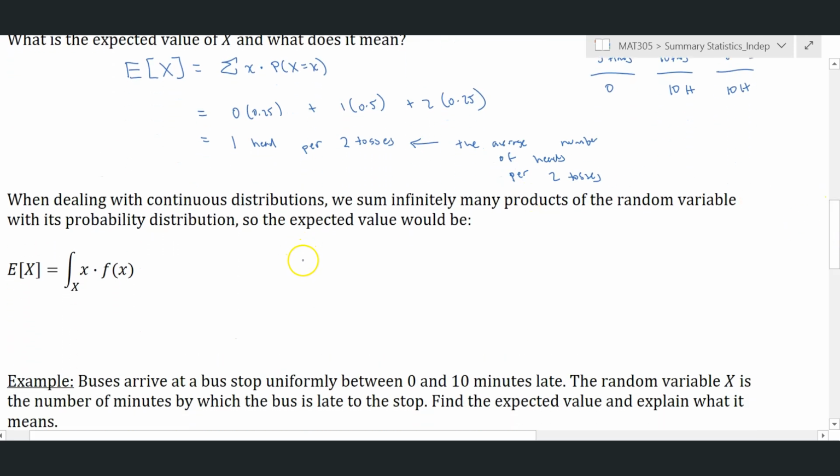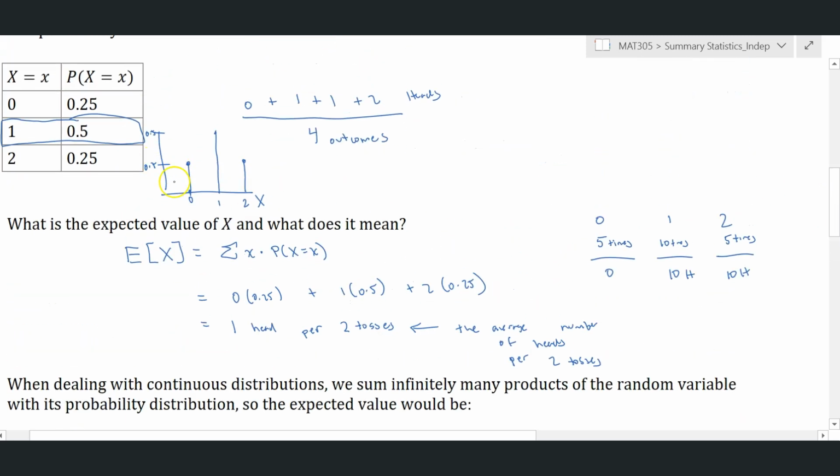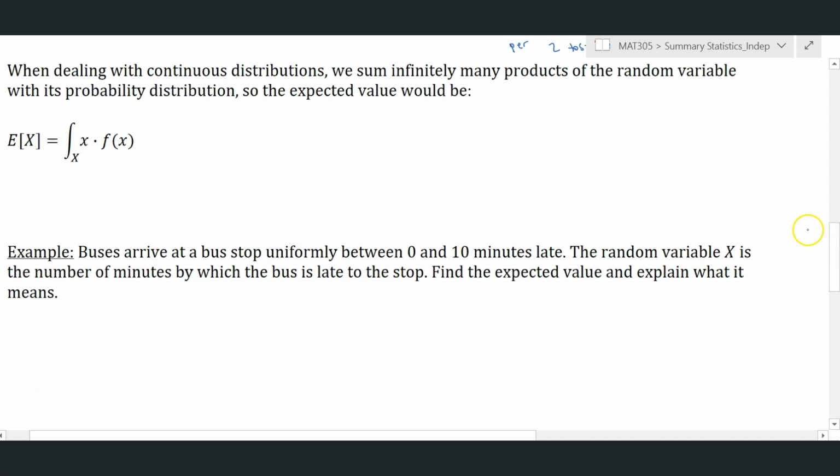Now, when you're dealing with continuous distributions, we sum infinitely many products. Remember that these probability mass functions are no longer mass functions. We're talking about a density function, and that is what we refer to here as the PDF, which is f of x. Now, some people will call this little p of x, and that's fine too. This is just an alternative. But what we want to emphasize is that the density doesn't output probabilities. It outputs the density. And when you take areas under that probability density function, that's when you get probabilities.